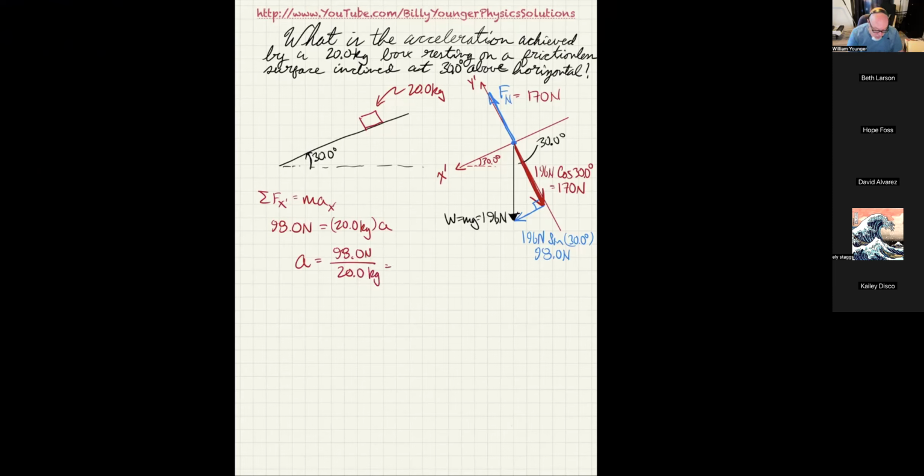And obviously, that is 4.9. So that's 4.90 meters per second squared, which by the way happens to be g sine the angle of the incline. So that is actually what causes things to slide down inclines. It's the component of weight that's parallel to the surface. And that turns out to be g sine theta.